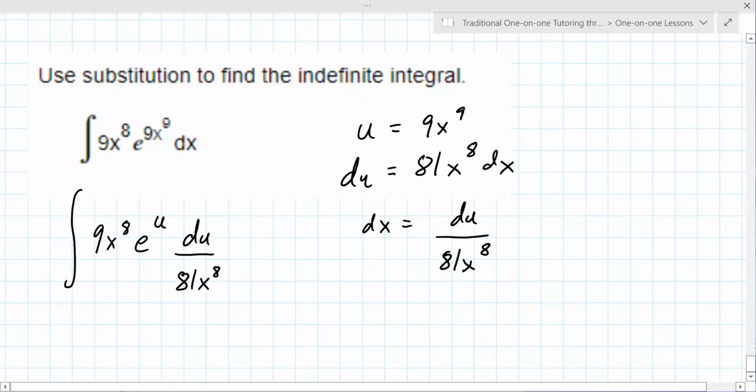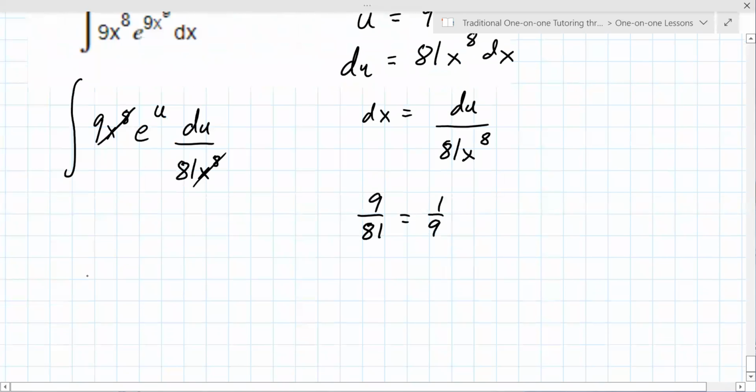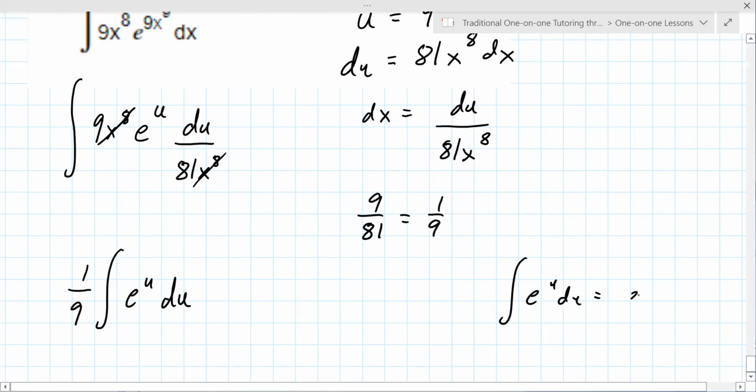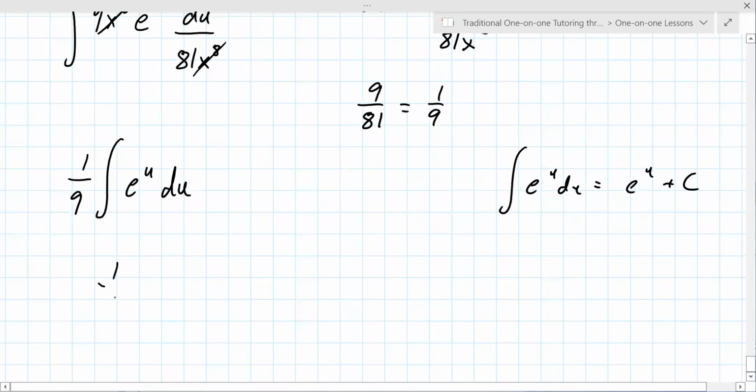And what you really hope for is you get a cancellation. And you do. x to the 8th cancels with x to the 8th. 9 over 81 is really 1/9. That's nice. So I'm going to bring that outside. So it's 1/9 integral e to the u du. So these u substitutions really make the integral a lot simpler. Integral of e to the u du is itself, e to the u. So we don't have to do any manipulation here. It's e to the u plus c.